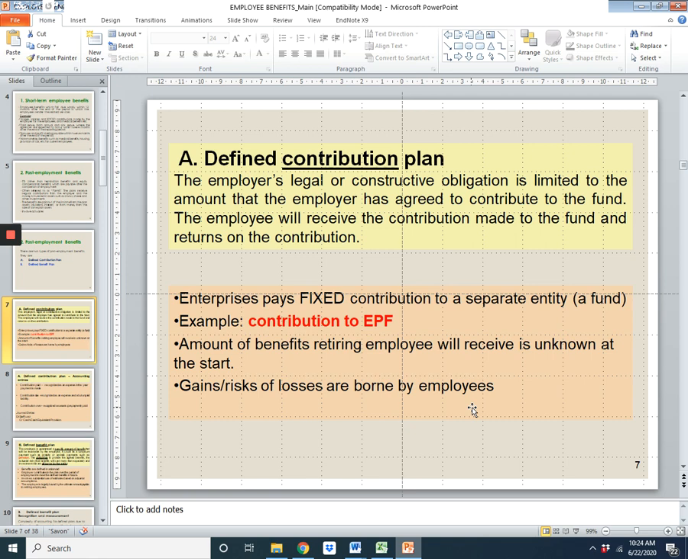How KWSP manages the fund and how much profit it gets depends on KWSP, which is one example of an institution that manages the fund. So the amount of benefit retiring employees will receive is unknown at the start. It depends on the economic condition. It depends on how well the institution manages the investment. So what is clear for the company is how much its contribution is.